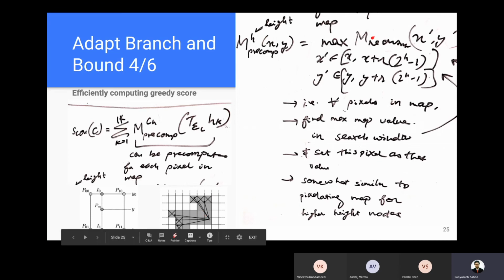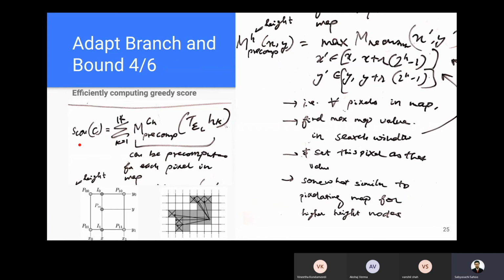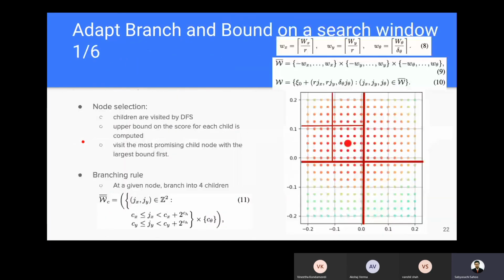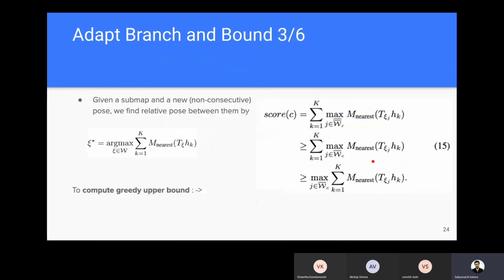Once we have these different max pixel values, we just sum them up. If we are looking at a bigger partition, for each pixel we take the max it could get in that search window, and then we sum over them to get the score, or the upper bound, for a given partition.